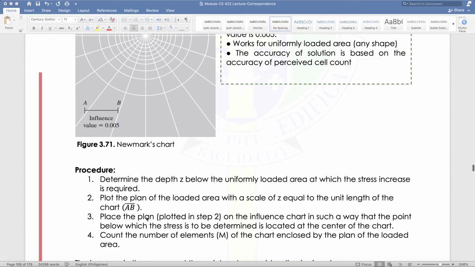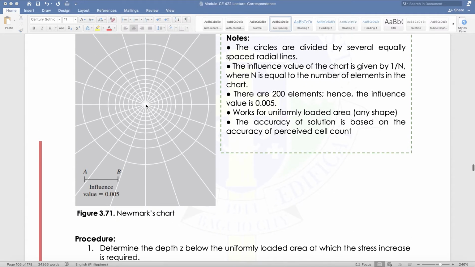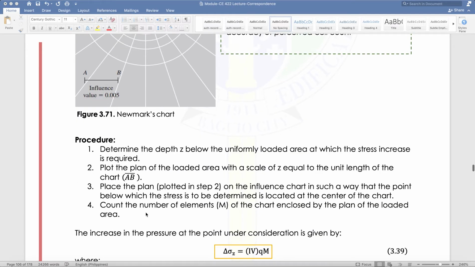Number 3, place the plan on the influence chart in such a way that the point below which stress is to be determined is located at the center of the chart. So if we are determining the delta sigma z at the edge, ilalagay natin yung edge dito sa center nung influence chart natin.